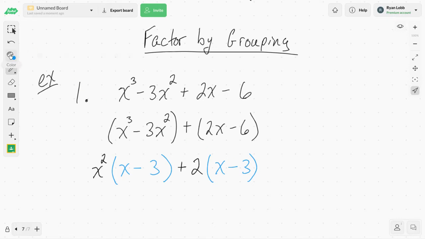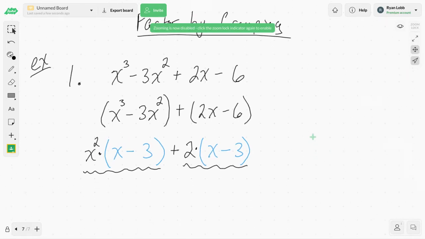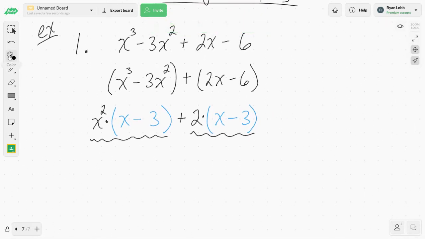Now, hopefully what we notice is here I have this term, right? A term is separated by addition and subtraction. In this case, I have this term, which has the factors x squared and x minus 3. I have this term here, which has the factors of 2 and x minus 3. So what I now can do is factor out from both of these in blue a common factor of, in this case, x minus 3. Okay, so now I'm going to factor out the x minus 3.